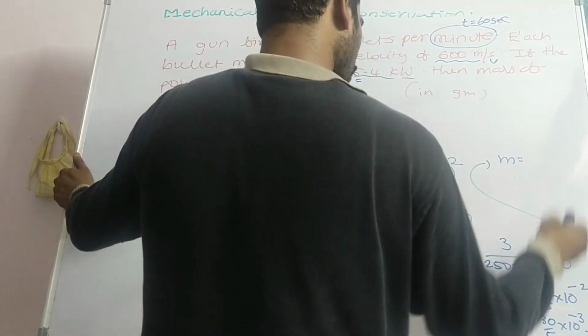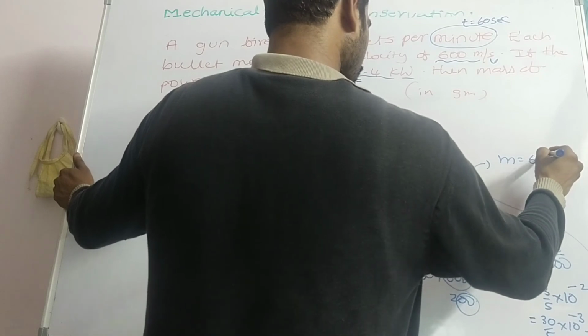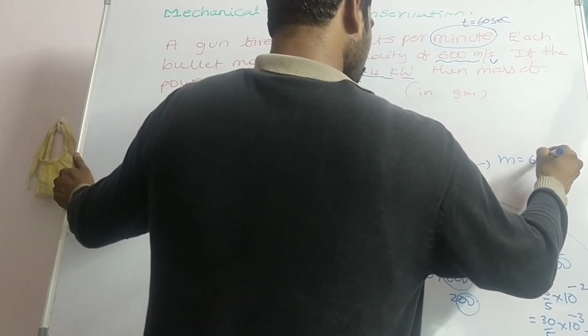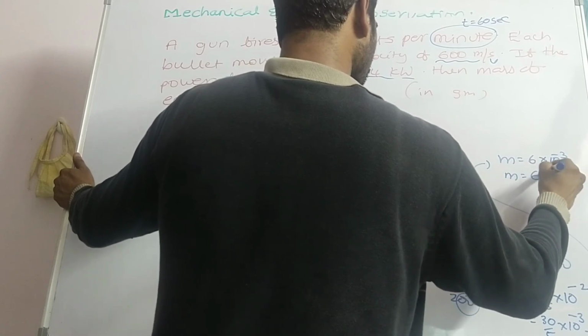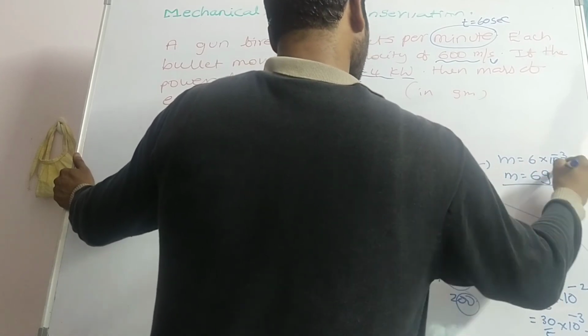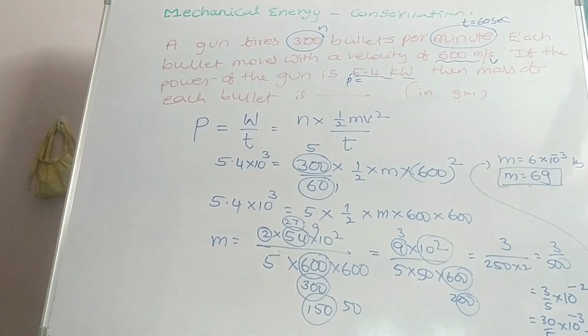Now mass m is equal to 5 6s, 6 into 10 power minus 3. M is equal to 6 grams.